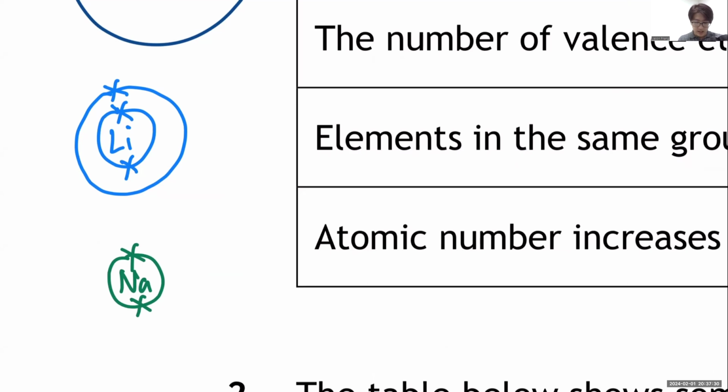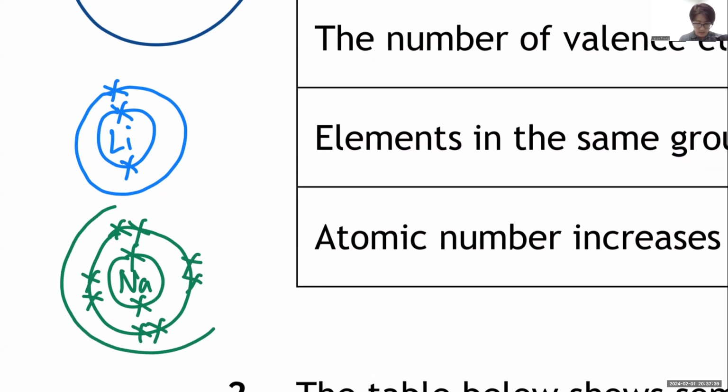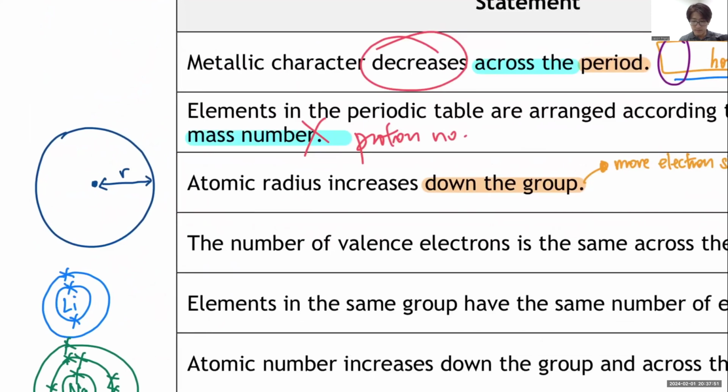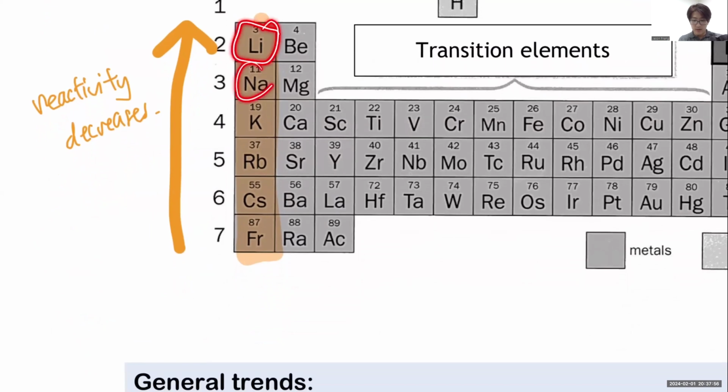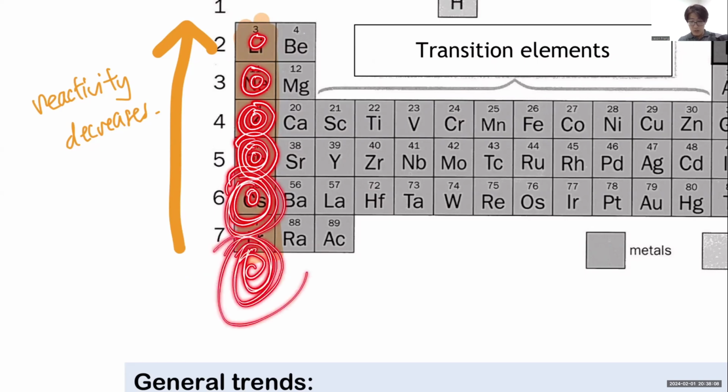Sodium. It has 12 electrons. No, it has 11. Let me see. Lithium only got 2 layers. Is this fact? Sodium has 3 layers. Is this fact? So if I go down the group, see, lithium, sodium. So this is like that. You get the idea. Okay?